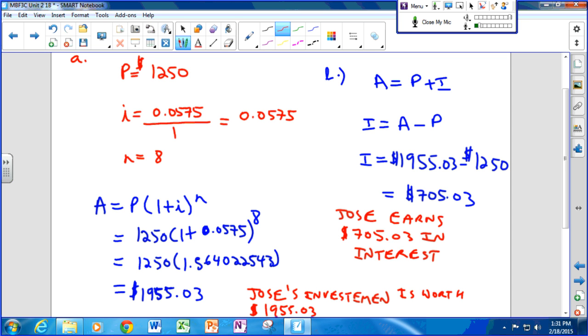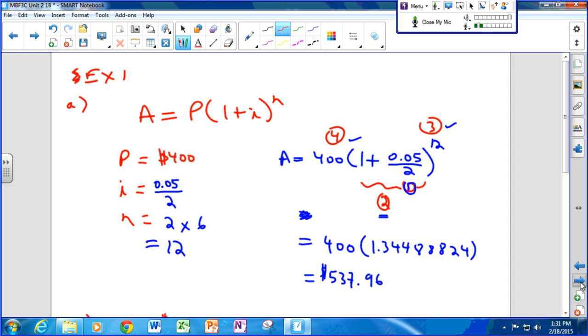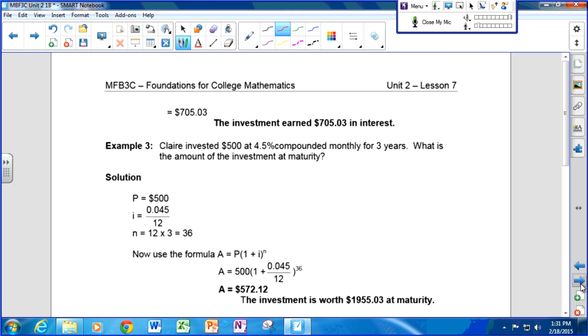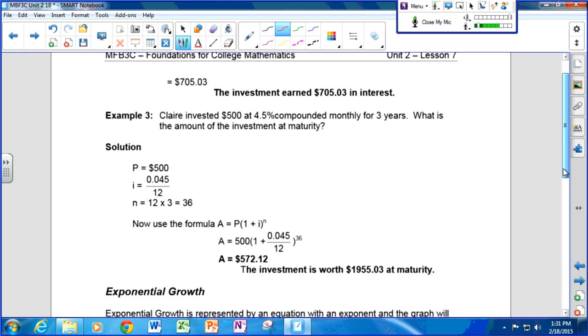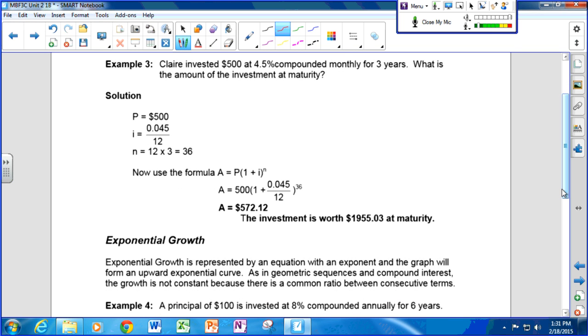Okay. So now let's take a look at example 3. I won't necessarily work that out here, but we can take a look at it. So example 3 on page 11, it says Claire invested $500 at 4.5% compounded monthly. So that's 12 per year for 3 years. What is the amount of the investment at maturity? Now, maturity just means when it's finished, when it's over.